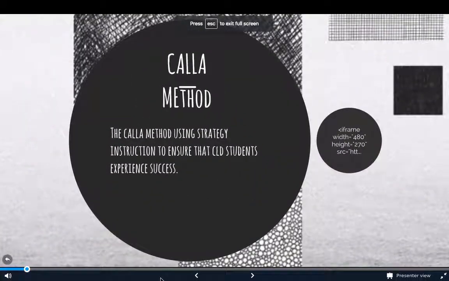We are going to talk about the Calla method today. In the Calla method, we are going to talk about strategies. All students need explicit strategy instruction. However, EL students are very unlikely to succeed academically without it.